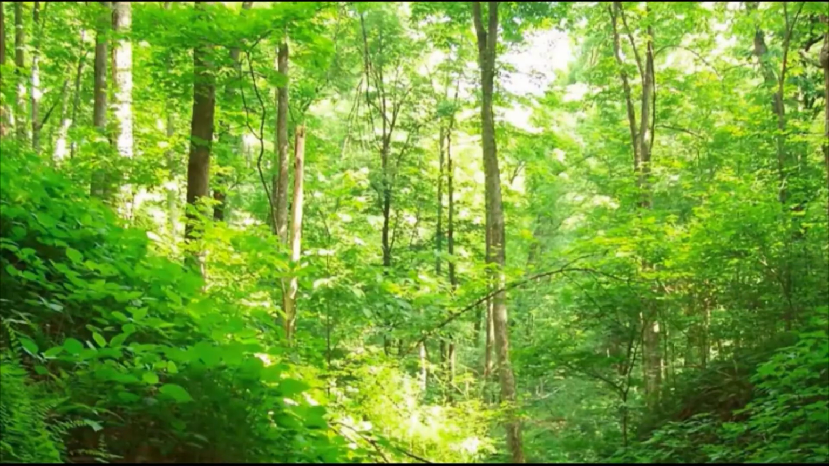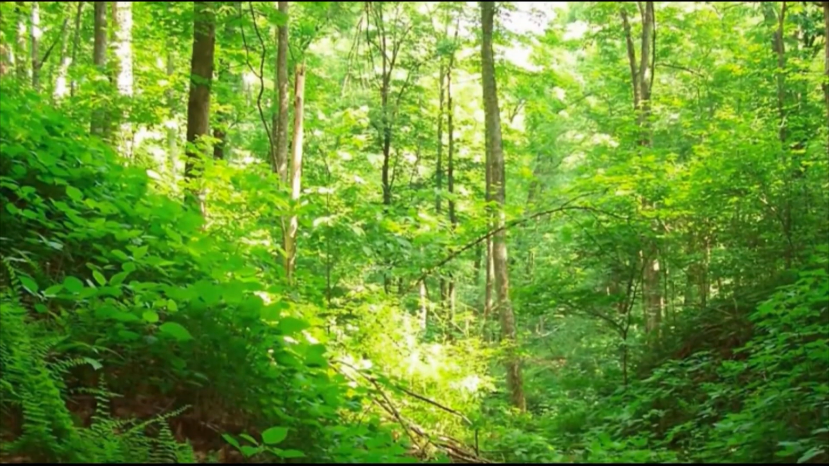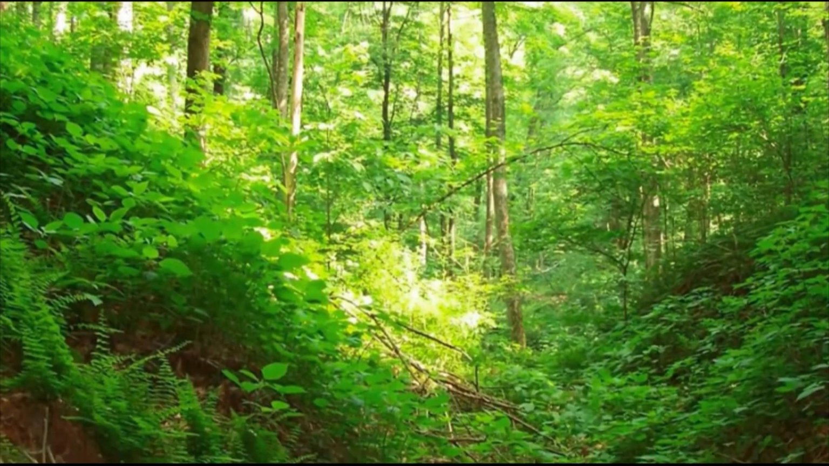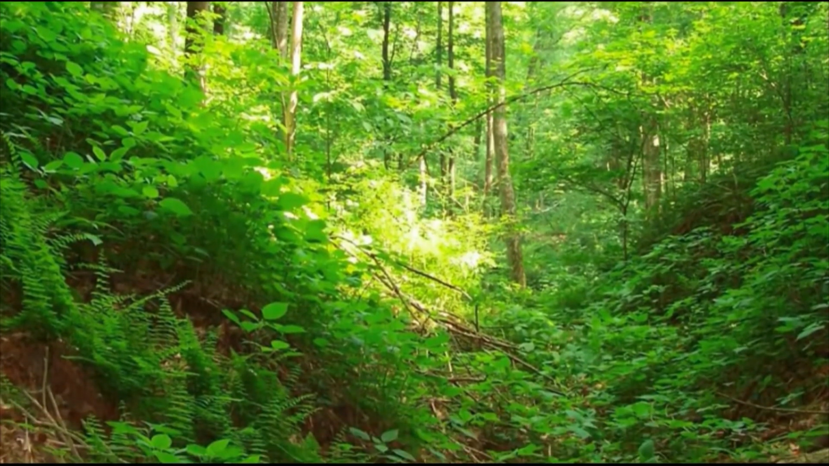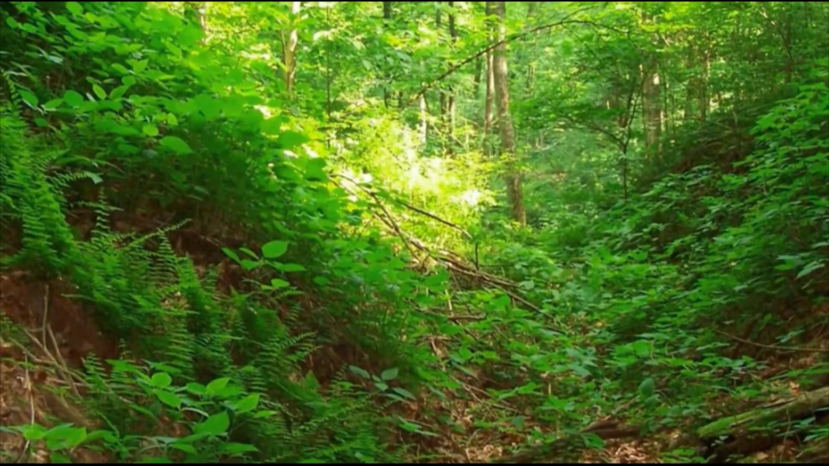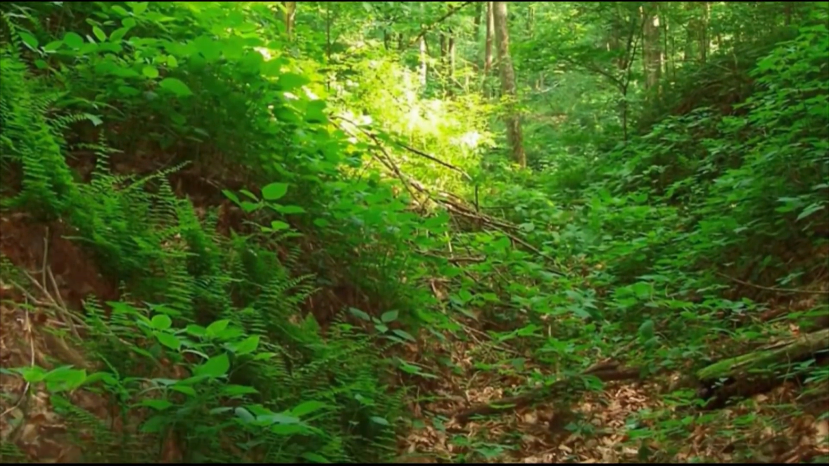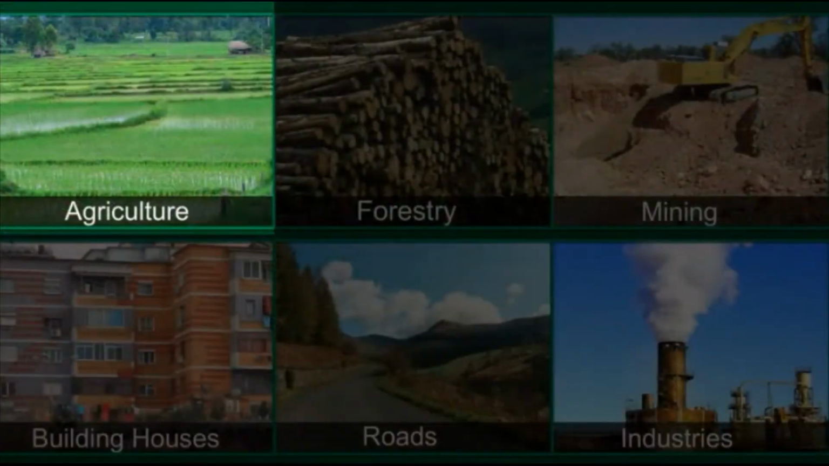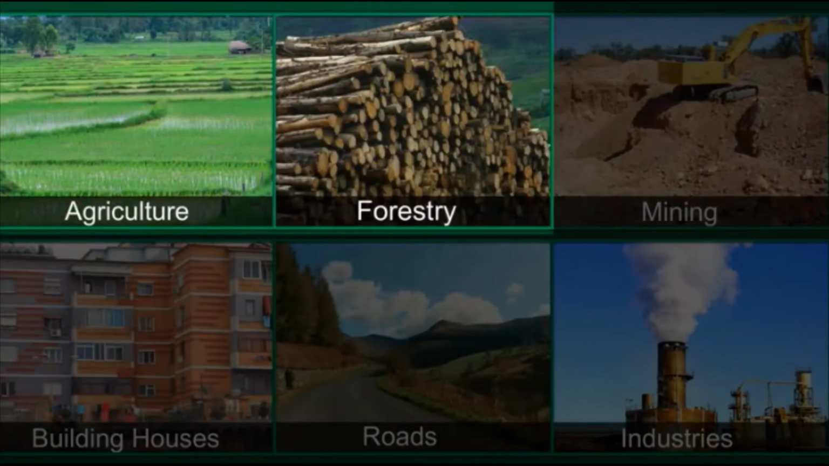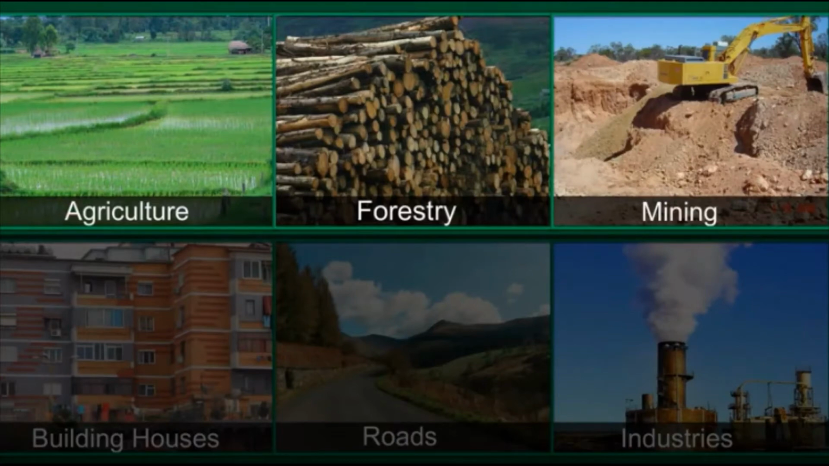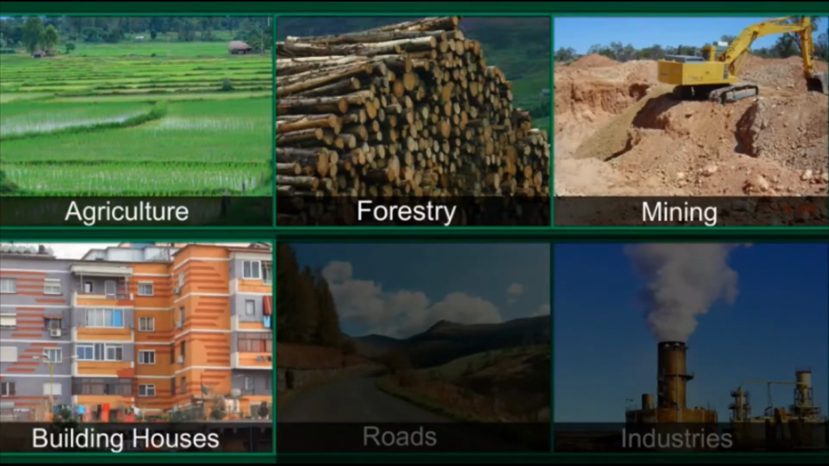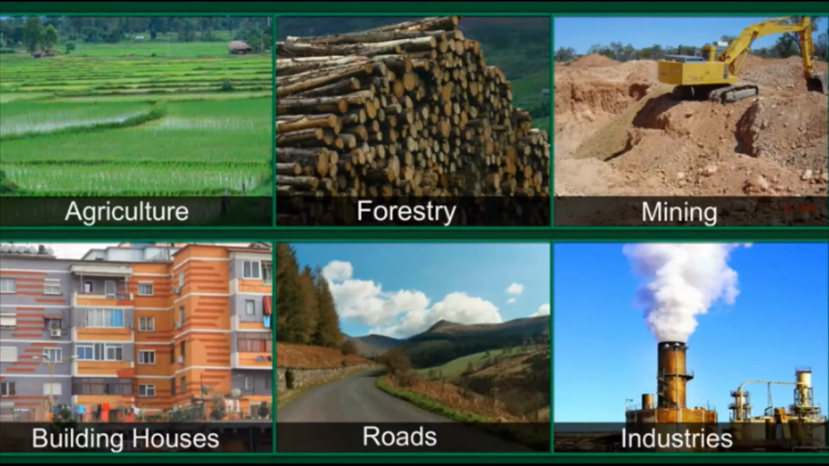You just saw where people prefer to live. Let us now see how they live and use the land they live on. We use land for agriculture, forestry, mining, building houses, roads, and setting up various industries. All these human activities are broadly termed as land use.